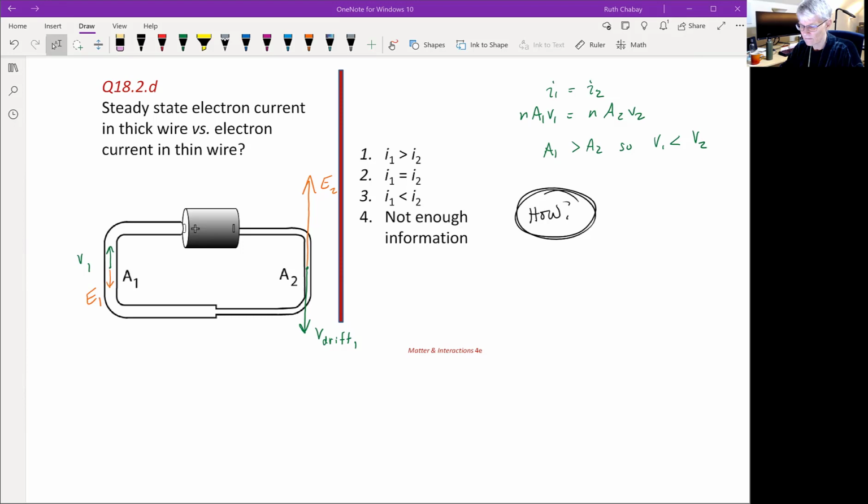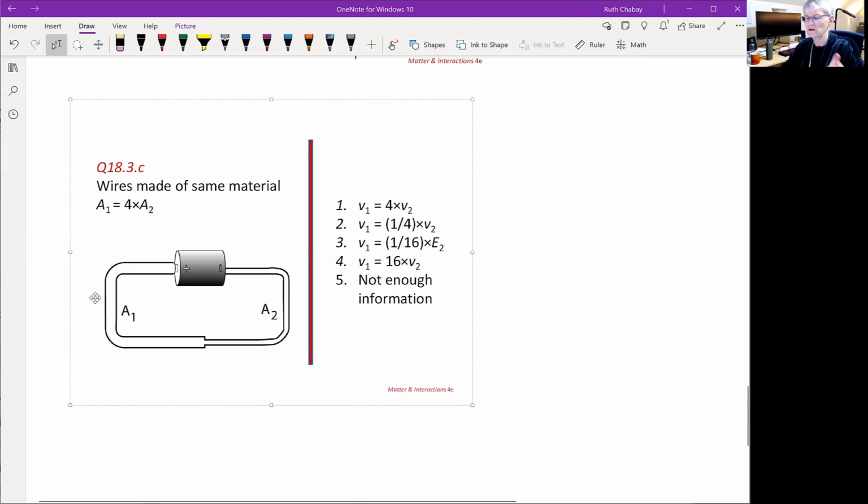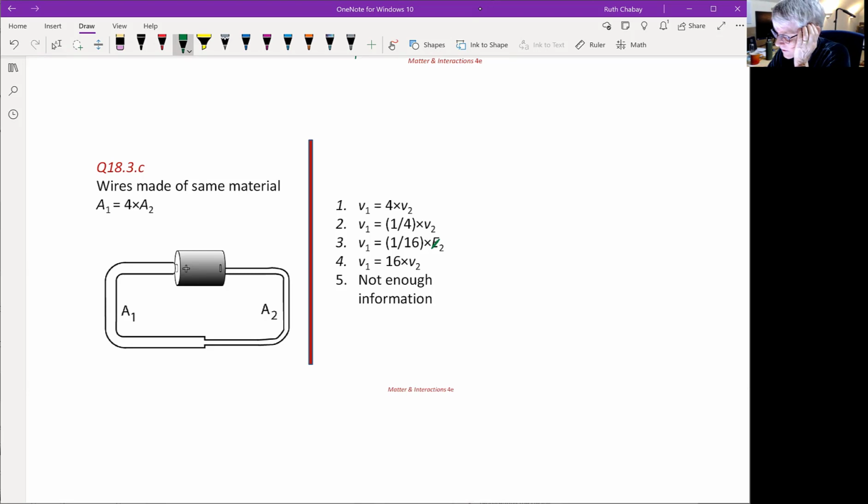So the first step is this. Here's our circuit that we've been looking at. And let's say the cross-sectional area A1 is 4 times the cross-sectional area of 2. Okay. So let's see what we can conclude about what has to be true logically, even if we don't quite understand yet how we're going to manage to do that. Okay, I'm going to just fix it by hand. I think this should be a V, so that's a V2.